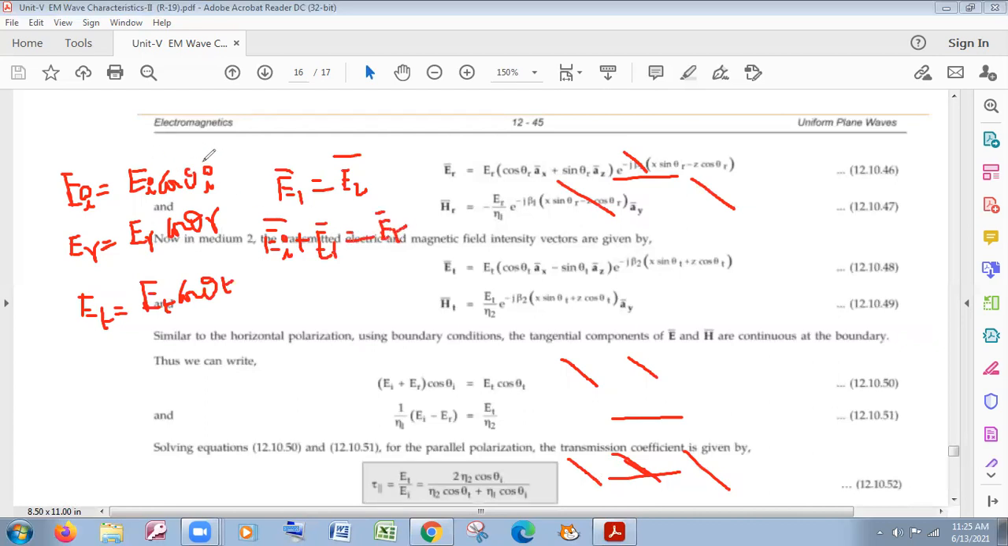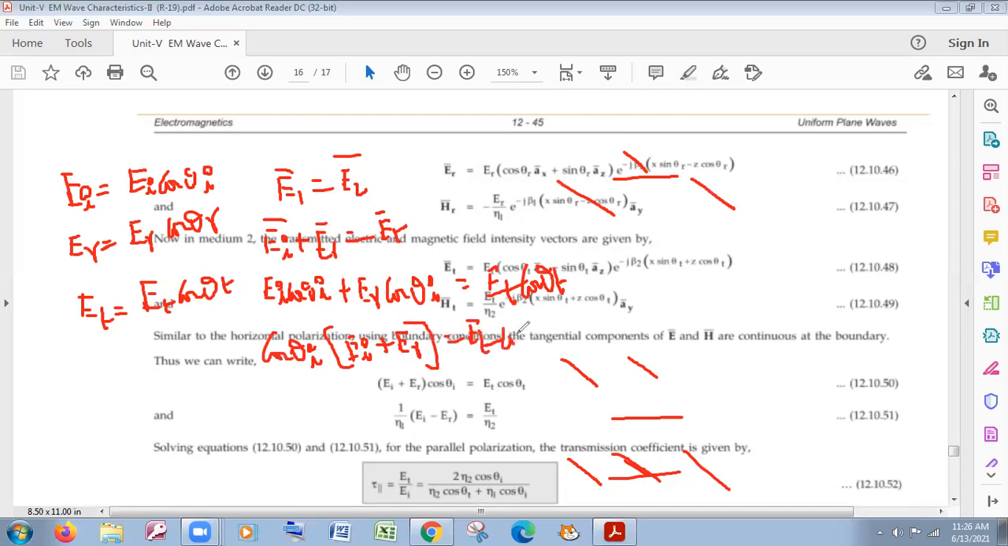In this, we have only considered the AX bar coefficient. So what is this magnitude? EI into cos theta I and the plus ER into cos theta R, where theta R is replaced as theta I according to Snell's law of reflection, is equal to ET into cos theta T. So take cos theta I as common here: EI plus ER, cos theta I, is equal to ET into cos theta T. Got it, my dear students? Now we got this expression, EI plus ER cos theta I is equal to E2 cos theta T.